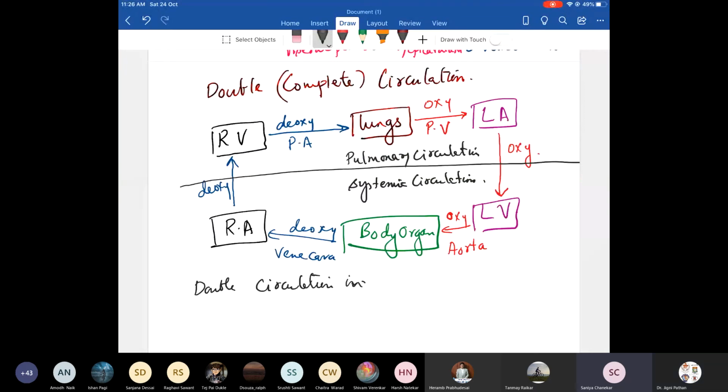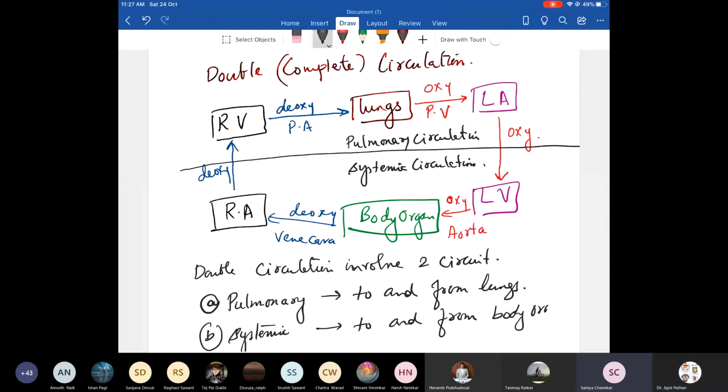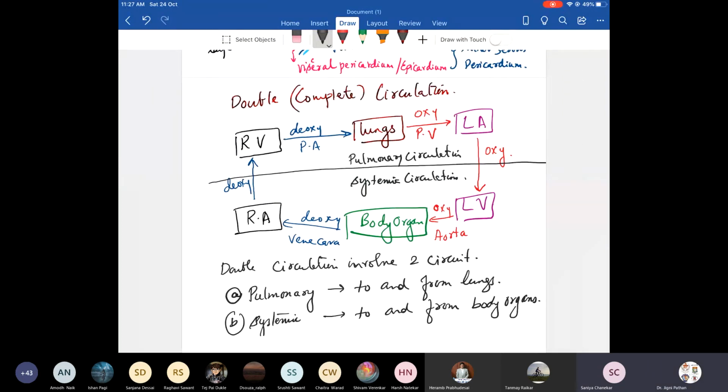involves two circuits. One is pulmonary, that is to and from the lungs. Systemic is to and from body organs. Please understand and then write. And do tell me if you have doubts.